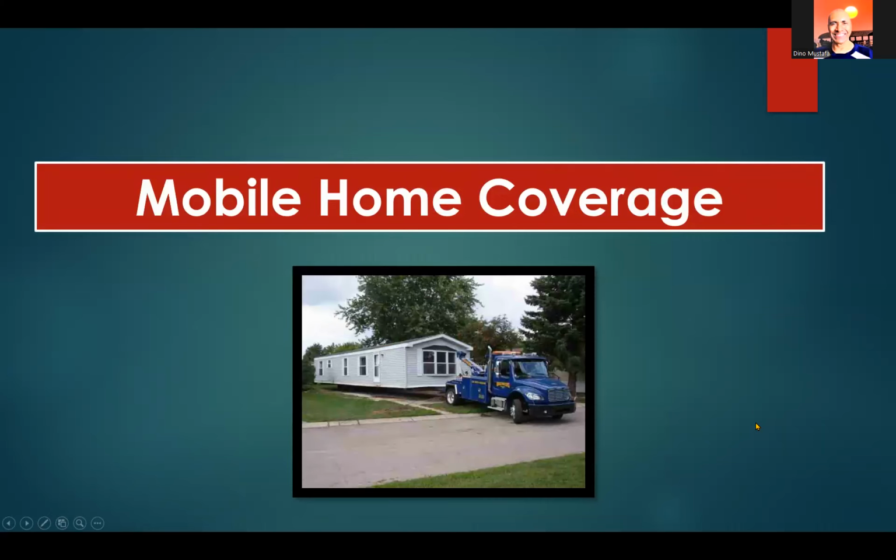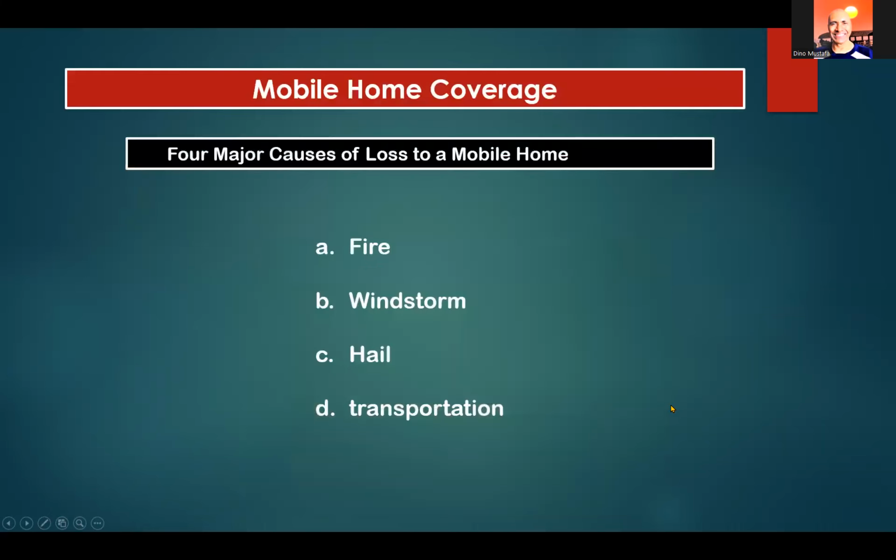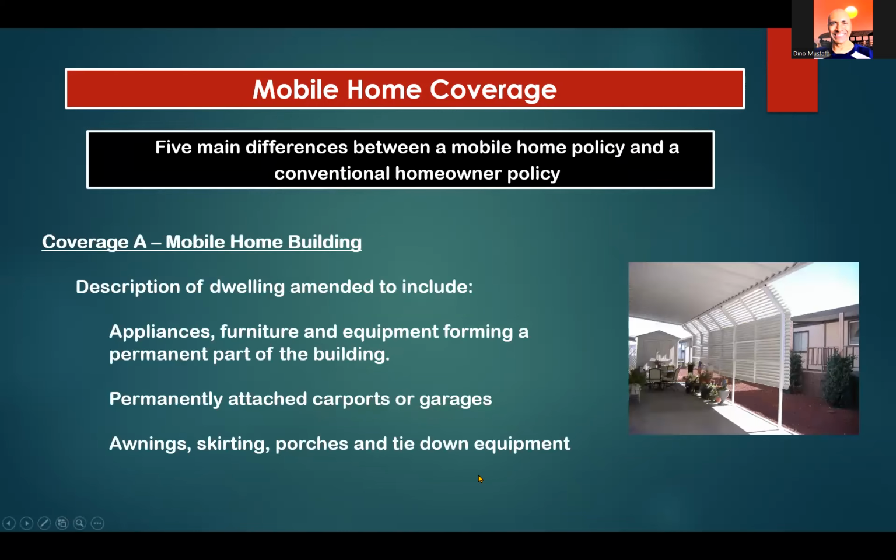All right, so mobile home coverage. Four major causes of loss to a mobile home: fire, windstorm, hail, and transportation. Transportation could be it's being towed. Mobile homes, they take it to trailer parks, they park it there, and if they're going to be there for a few months, they're going to what they call skirt it and tie it down and everything. So it's moving. It's not like a home moving from place to place.